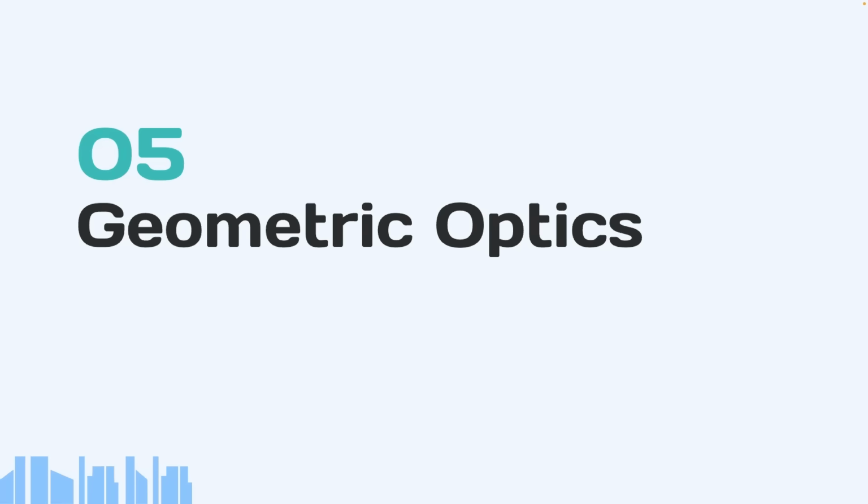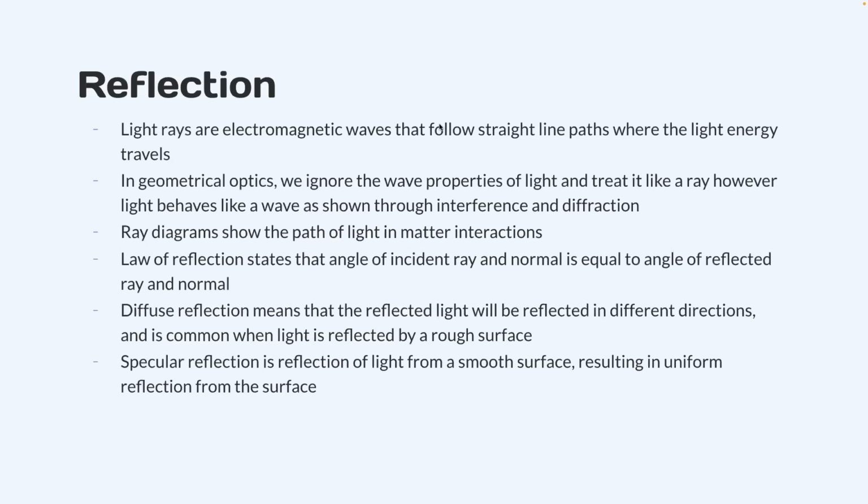Unit 5, Geometric Optics. Light rays are EM waves, electromagnetic waves, that follow a straight line path where the light energy travels. In geometrical optics, light has both particle and wave-like properties, so we just treat light as a ray, and we ignore the wave properties. However, later we'll go over how light does behave like a wave.